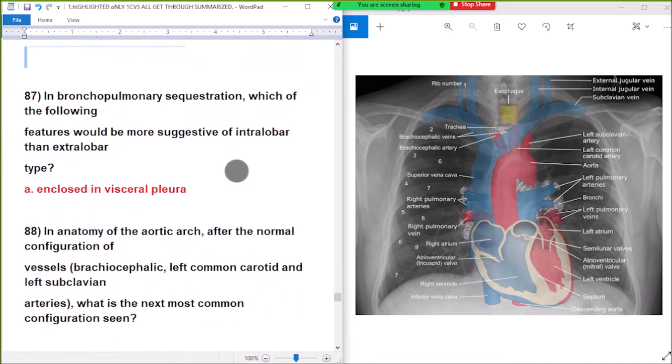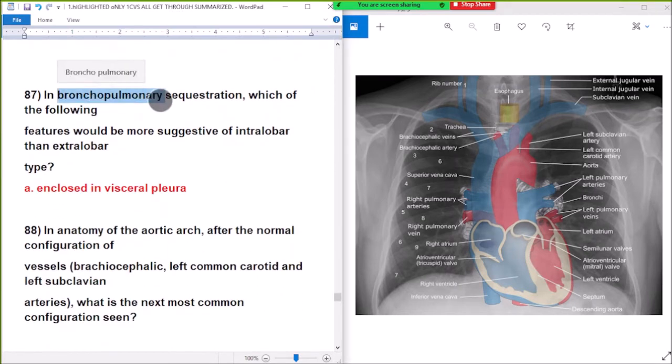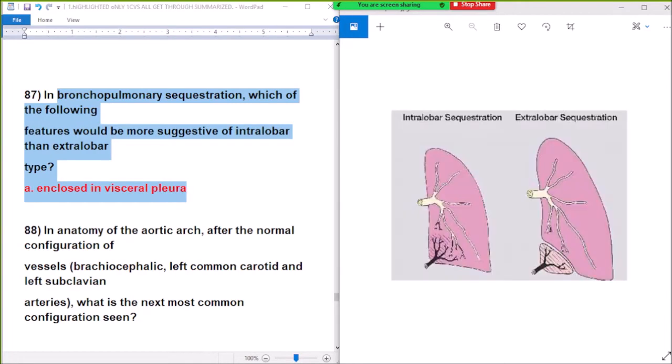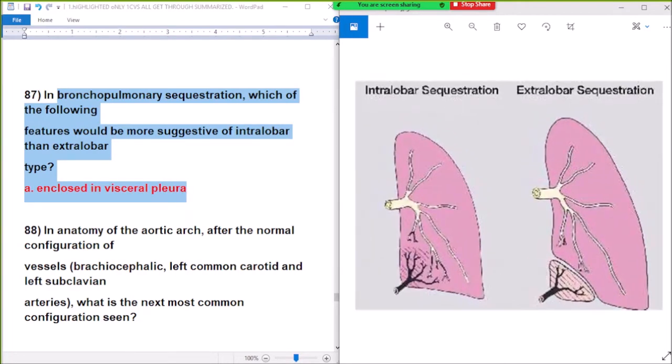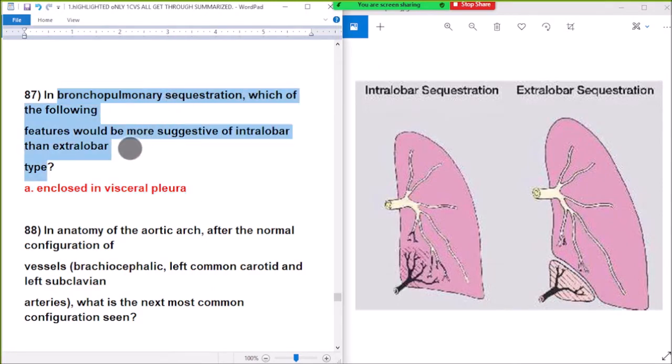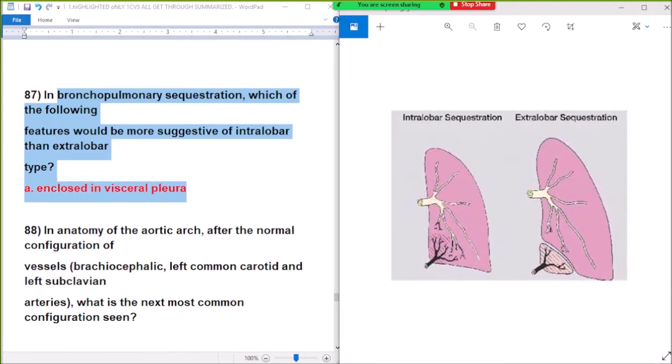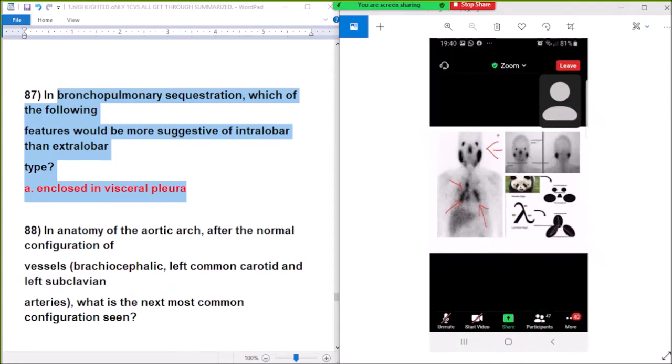Question number 87. In bronchopulmonary sequestration, which of the following features would be more suggestive of interlobar than extralobar type? Enclosed in visceral pleura. Interlobar sequestration is enclosed in visceral pleura, while extralobar sequestration has its own pleura.